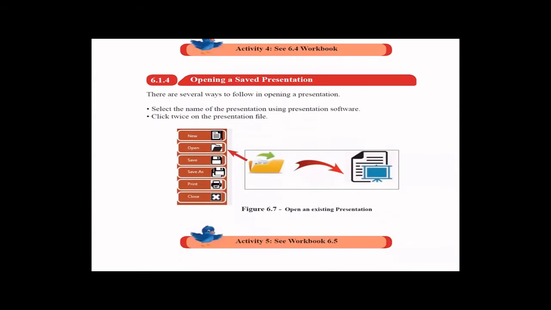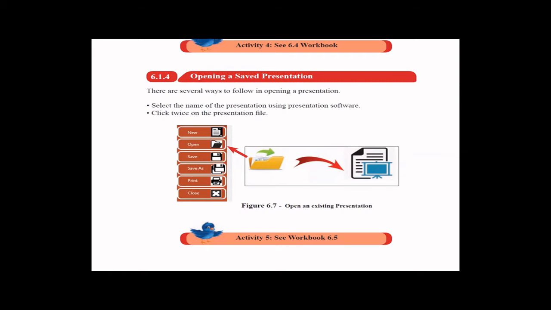When you want to open a saved presentation, it's very easy. You can go to File, Open, or click this open icon, and you have to browse the folders and go to the place where you have saved the presentation, and then click on that file twice. That means a double click should be done, then that file will open.